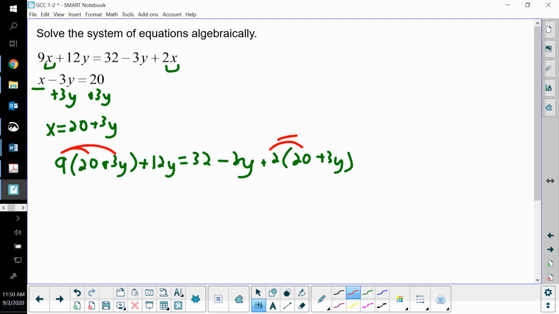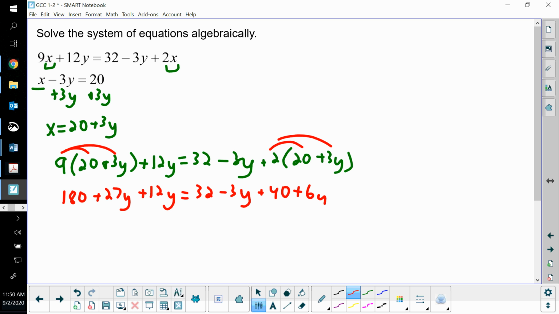So we will distribute now. We'll have 180 plus 27y plus the 12y that was already there. And distributing the 2 will give us 40 plus 6y. We can combine our like terms over here. We can combine the y's here to give us 3y, and we can combine the constants to give us 72.